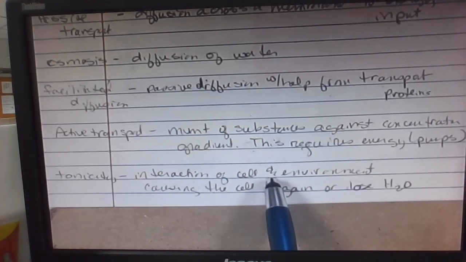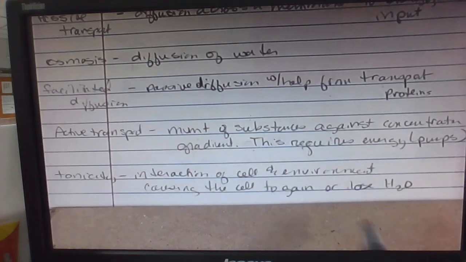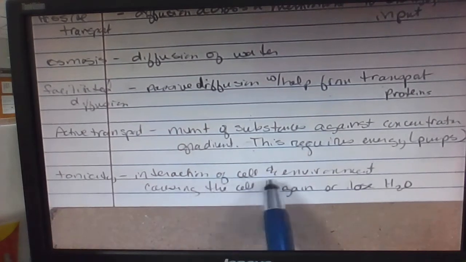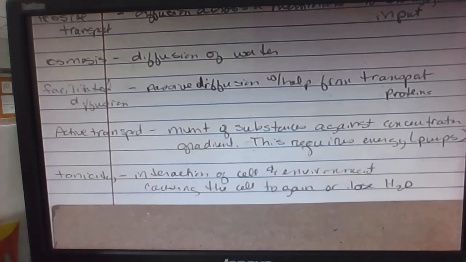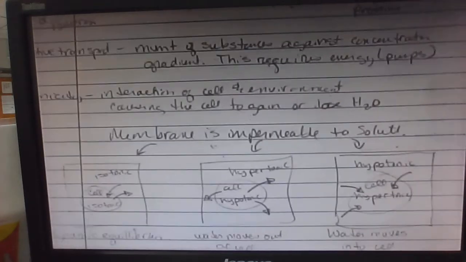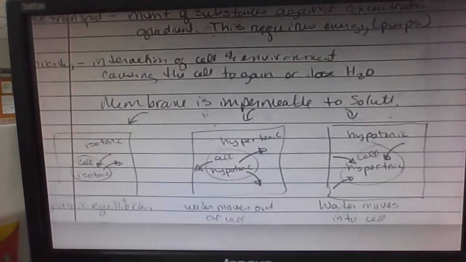So that's my AND abbreviation. I'm writing H2O instead of water because I know that's what it means. If those are not familiar to you, then write them out. So tonicity is the interaction of a cell and environment, causing the cell to gain or lose water. And we'll talk more about tonicity and have some examples. But here's a somewhat visual example to talk about tonicity and what's going on.